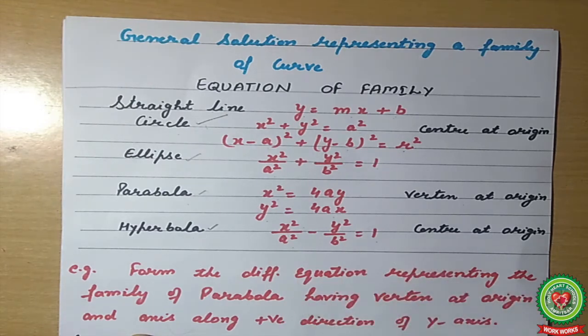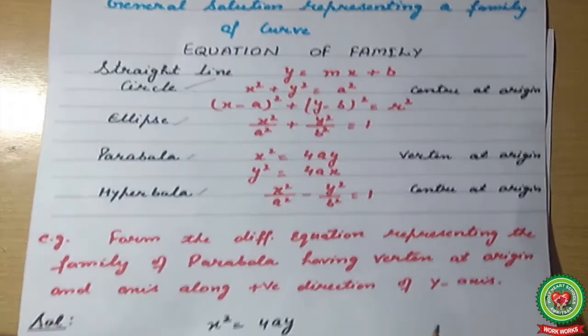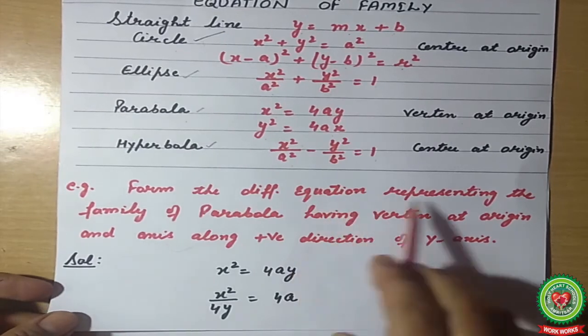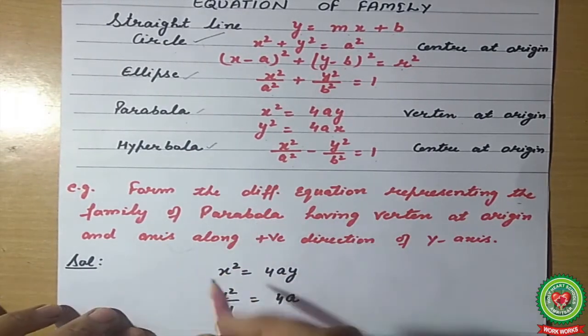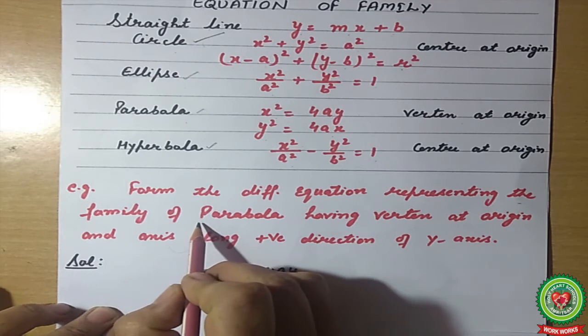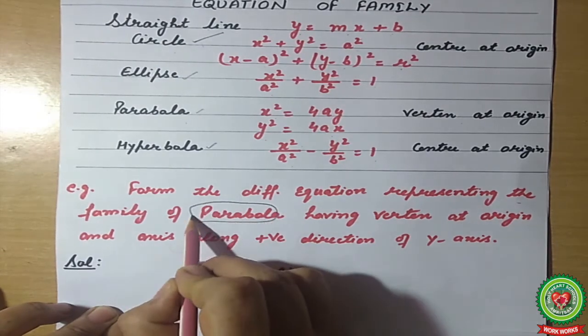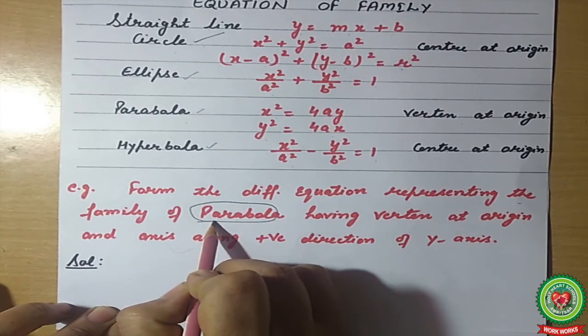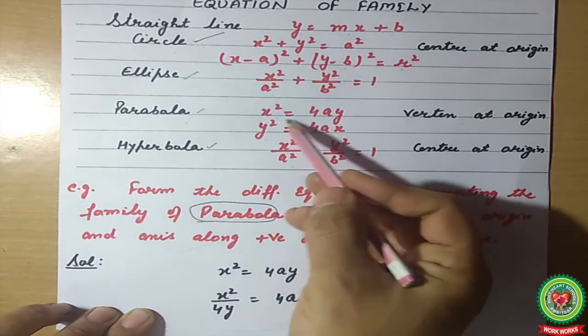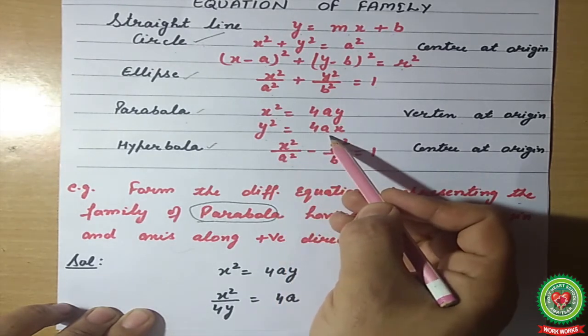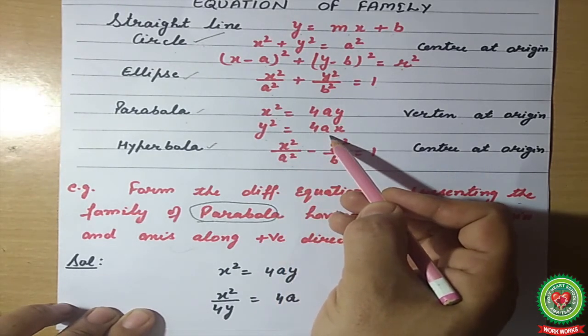Now, in such type of questions, no equation is given to you. You have to find out the differential equation from the word statement. Form the differential equation representing the family of parabola. We have done the equations of family of parabola, so we will find out which equations of parabola we have already done. x square is equal to 4ay, y square is equal to 4ax. There are four types of equation of parabola.